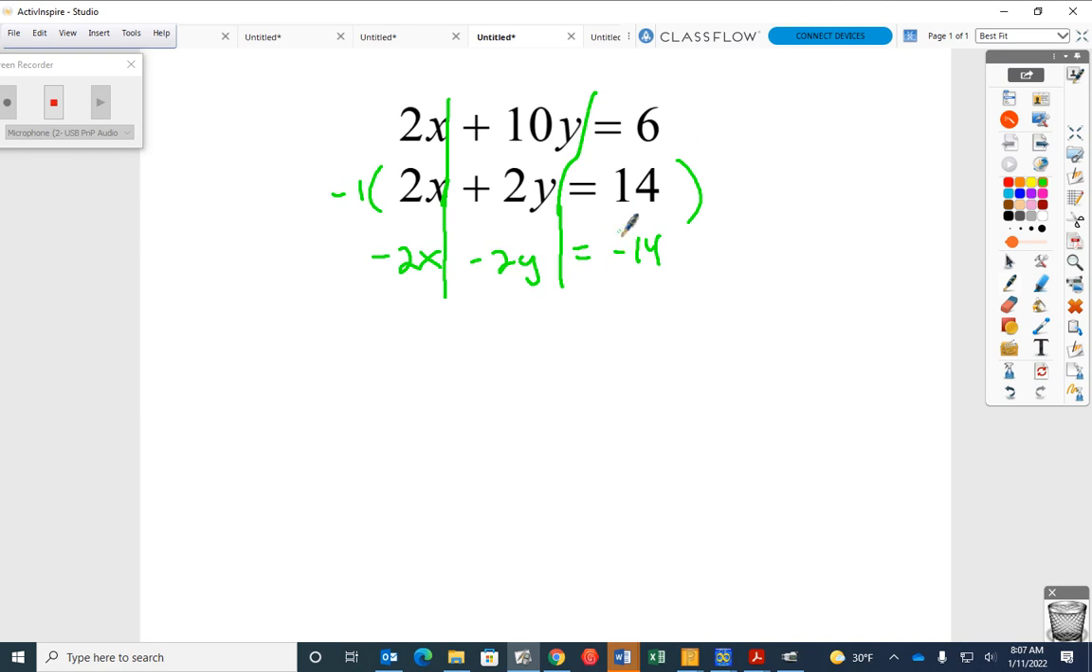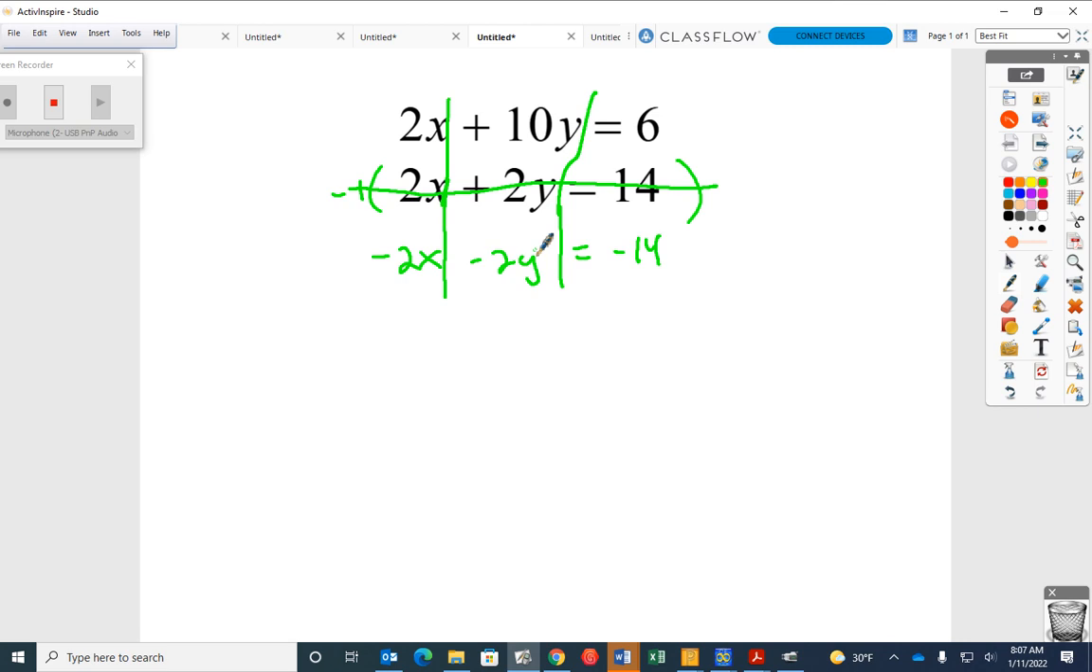I'm not looking at these anymore, these are gone. Do I have something that's eliminated now? Yes. What's eliminated? The x. The x's are eliminated. So now I no longer have 10 plus 2y, I have what? A 10 and a negative 2y. And if I combine a 10 and a negative 2y, what do I have?